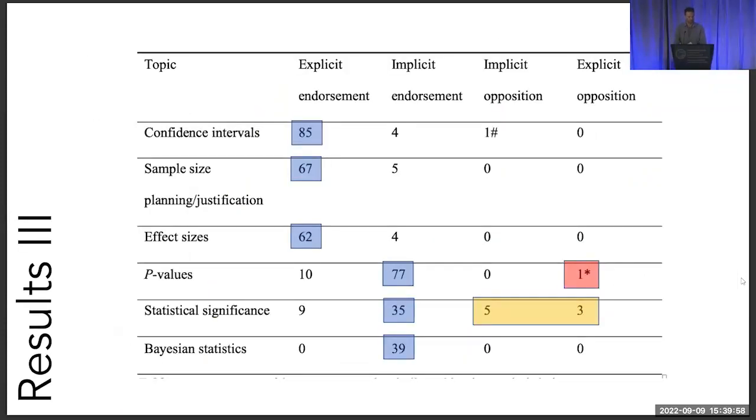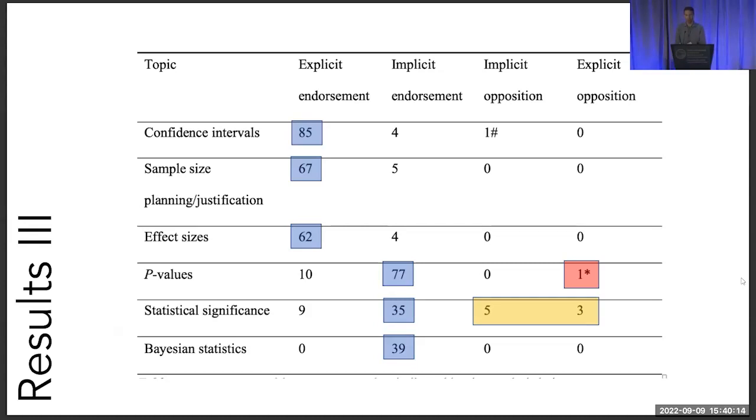So in this table, you can see the number of journals that offered endorsement or opposition for the 6 topics that we conceived a priori to be hotly debated and therefore potentially controversial. And I'll define each of these categories for you now.